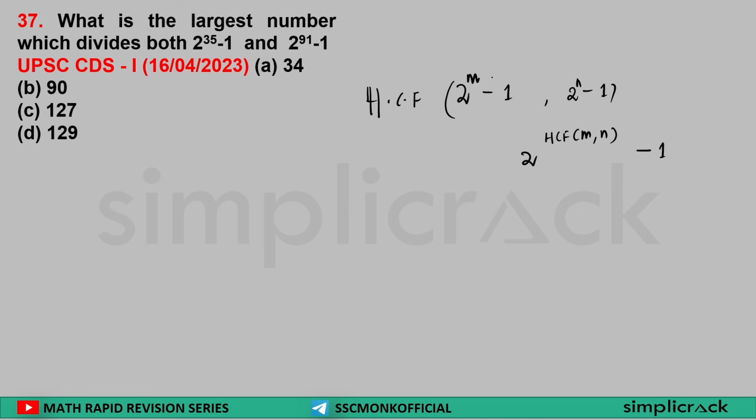Sir, highest common factor of 35 and 91: 7 5s are 35, 7 13s are 91. This cannot be further solved, so this can be written as 2 to the power 7 minus 1. This is a formula. So 2 to the power 6 is equal to 64, 2 to the power 7 is equal to 128. So 128 minus 1 is equal to 127. So what is the largest number that can divide both of these? Sir, 127 is the largest number that can divide both. Clear? Yes or no? Sorted?